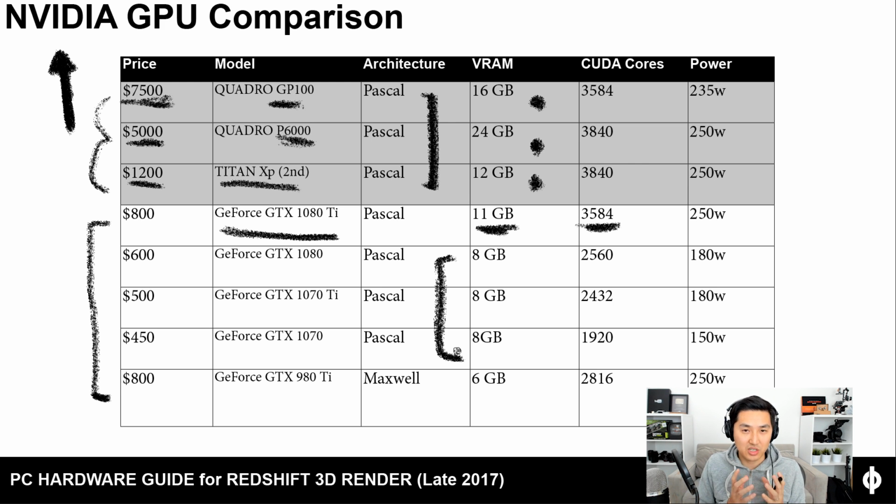And then if you want the top of the consumer cards, you get the 1080 Ti. It has the most video RAM by quite a bit, 11 gigabytes, and it has the most CUDA cores, and it also requires the most power. For your information, I have a PC that has two of these 1080 Ti. So that's the breakdown of the cards, and then we'll talk a little bit now about the differences between them.